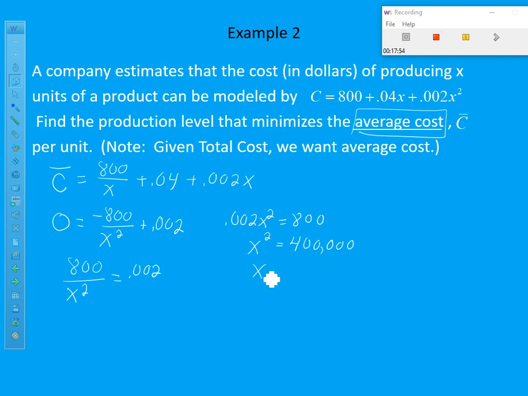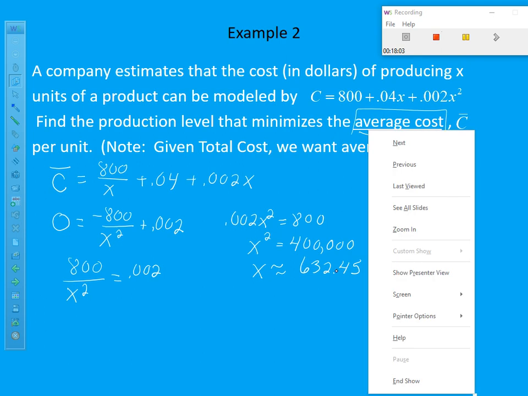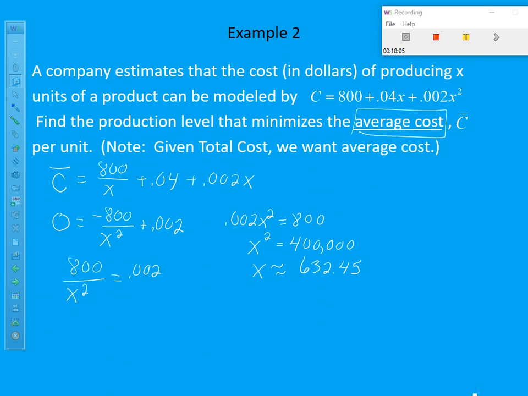Square root that. So I got x to be about 632.45 units. Well, you can't produce 0.45 of a unit, so let's round that down in this case. So we're going to produce approximately 632 units. In this case, why would we do that? To minimize our average cost.